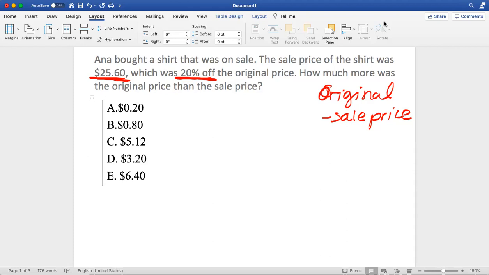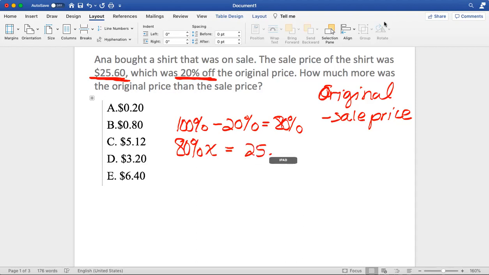Let's look. 100% is the original price of the shirt. It was discounted by 20%, so the price of the shirt is being reduced by 20%. In reality, she's paying 80% of the original price in order to get to that $25.60. We don't know what the original price is, so we let it be x.